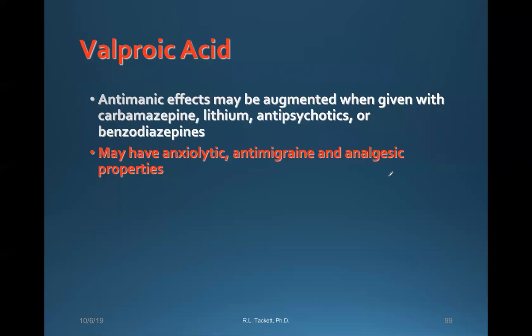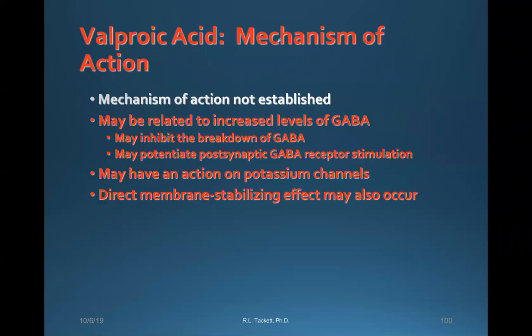But the other thing we saw with valproic acid is that it seemed to be anxiolytic, so it reduced some of the anxiety. We had people that had migraines, and the migraines seemed to improve. In fact, we've used valproic acid to treat migraines. It seems to have an analgesic property, which is probably why it works with migraine. So it decreases the pain response. So valproic acid was an interesting drug that seemed to have some promise here.